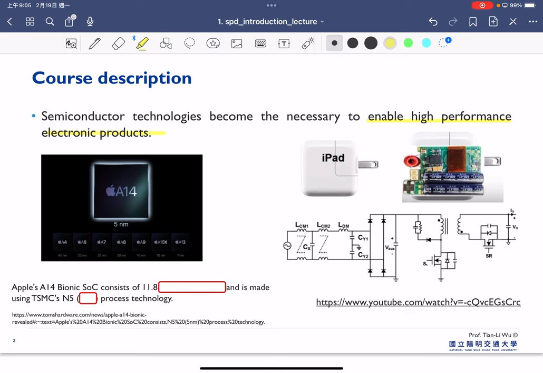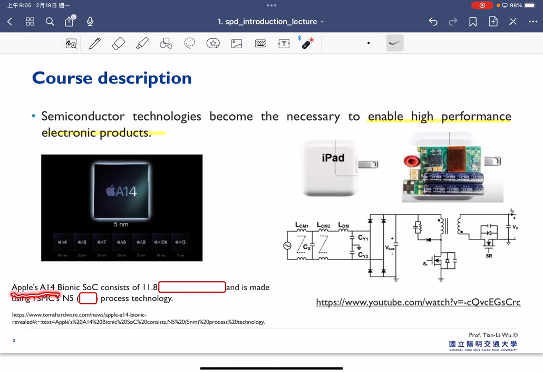In this slide, I just briefly introduce some of the technology that you already use nowadays, which has many important semiconductor devices inside. For example, the first one here is the cell phone. As long as you have a cell phone, you definitely know that inside it we need the most advanced semiconductor chip. One example is the Apple A14. Nowadays the A14 chip is not the latest one, since we already have the iPhone 15 and beyond, but here is an example.